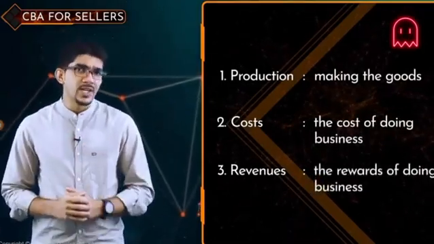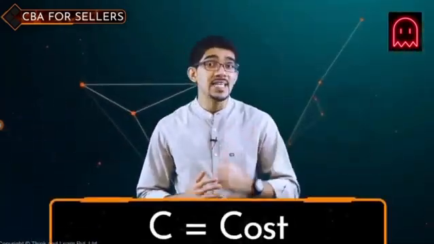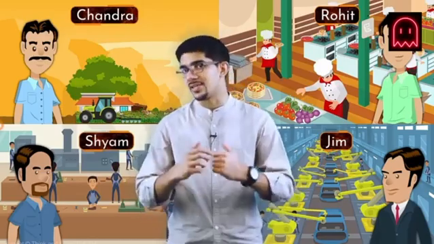Now let's think. What would be the cost for the producers? C in this case would be the cost of production, right? Production involves a lot of costs, no matter the kind of production. In all these cases, the employees have to be paid wages and salaries, raw materials and machines have to be bought, land has to be bought or rented, etc. So the C is the cost of production.